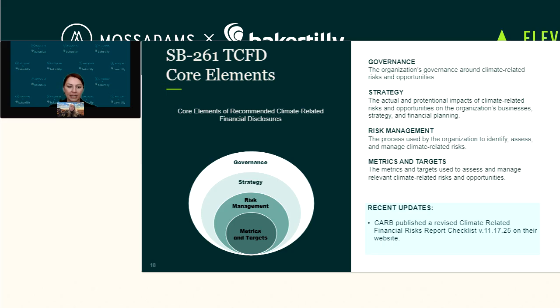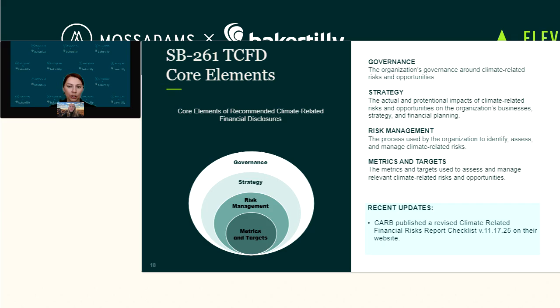So we will cover these 4 core elements: governance, strategy, risk management, and metrics and targets. We're going to focus on climate risk today, but I do want to note that a key element of this framework and of SB 261 is also the categorization of climate-related opportunities. So think about climate-related opportunities as well as risks when you're drafting your SB 261 report.